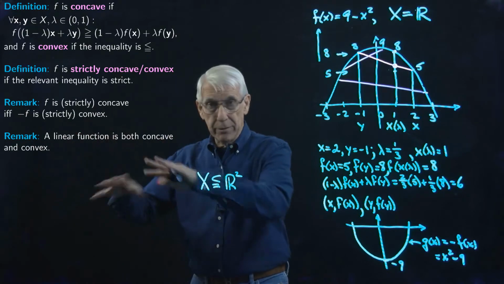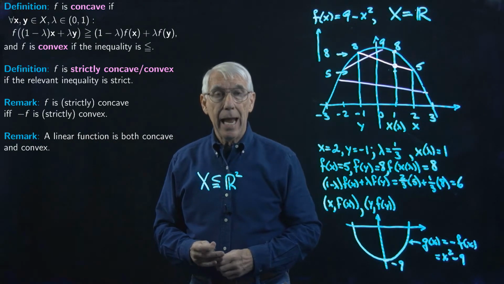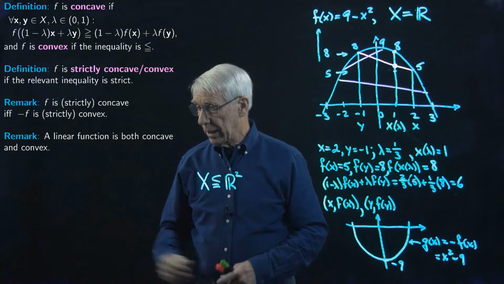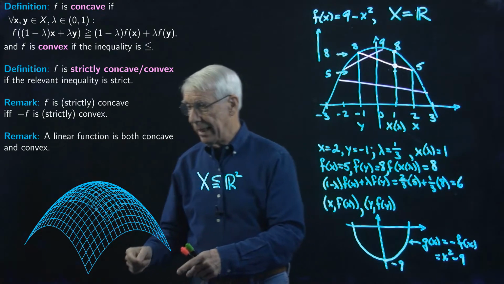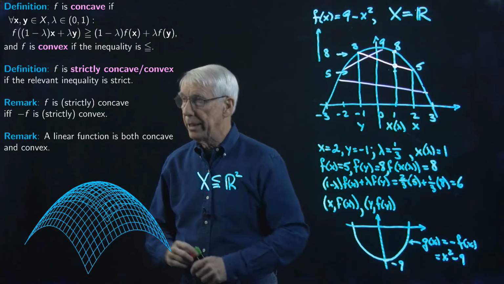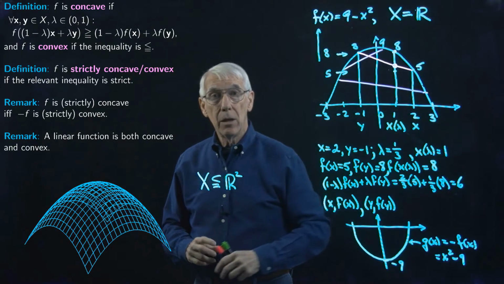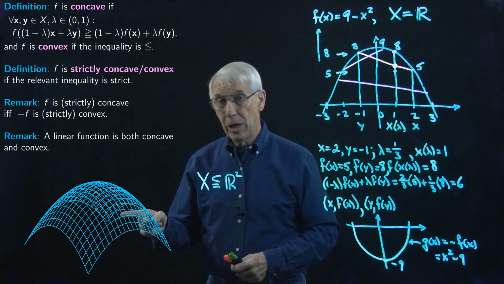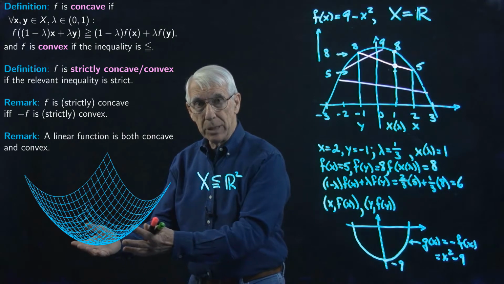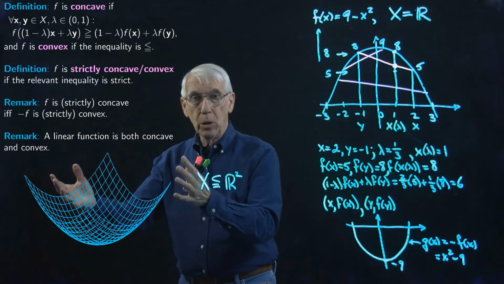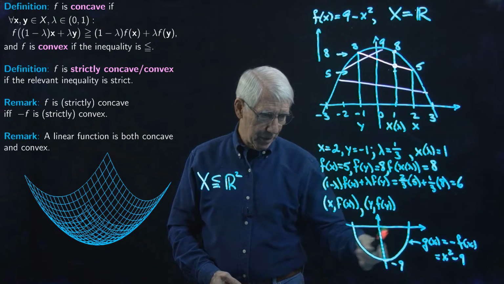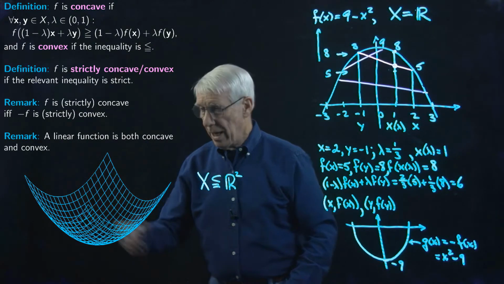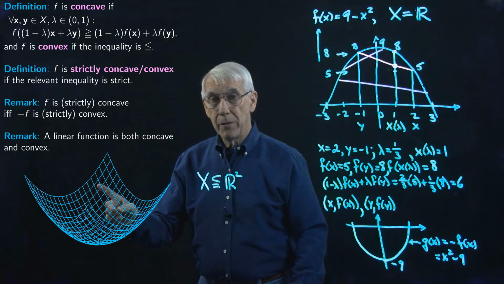So the graph is going to be some kind of surface in R3, and in particular, if we have a concave function, the graph is going to look like what we have down here. The graph is going to be like a hill like this, sort of the analog of this, but in 3 dimensions. And if we take the negative of that function, then its graph is going to be the other way. It's going to be like a bowl, sort of the analog in 3 dimensions of this 2-dimensional diagram here.